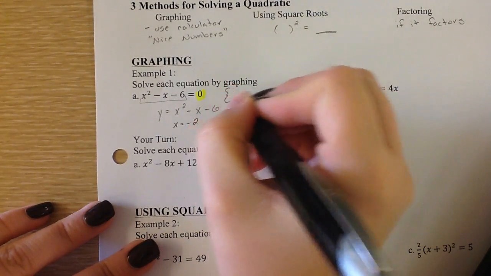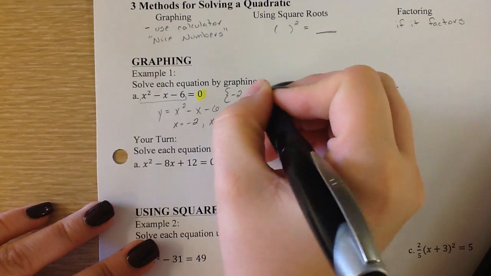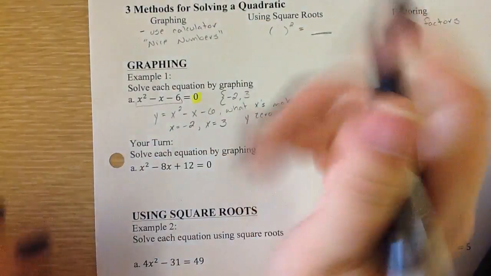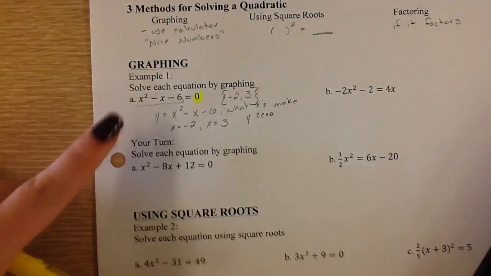A lot of times we write it in set notation. My solutions are negative 2 and 3. Oh, solution set, not ordered pair, solution set. So those are the 2 numbers that work.